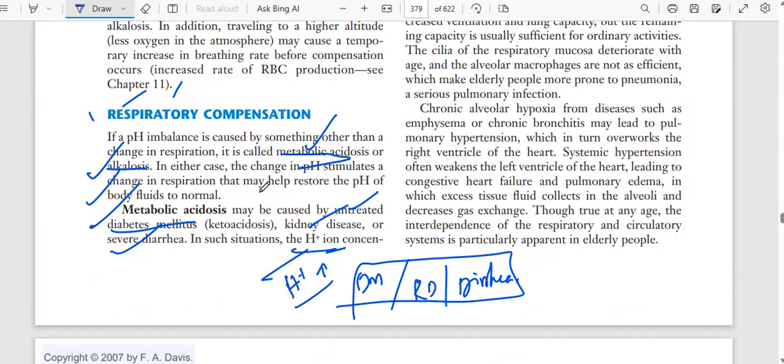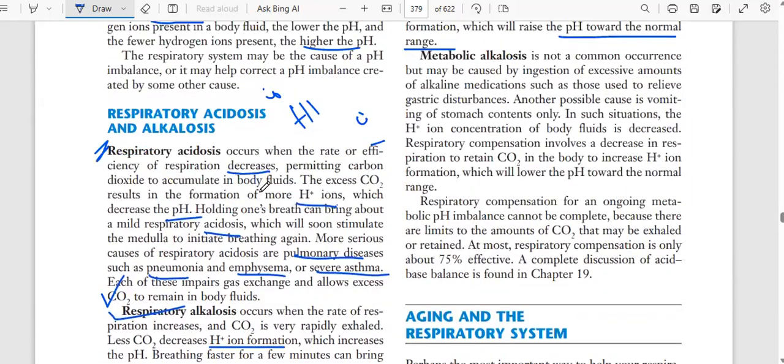Okay. Next we have metabolic alkalosis. Metabolic alkalosis is not a common occurrence, but may be caused by ingestion of excessive amounts of alkaline medication, such as those used to relieve gastric disturbance. Another possible cause is vomiting of stomach contents only. In such a situation, the H plus ion concentration of body fluids decreases. Respiratory compensation involves a decrease in respiration to retain CO2 in the blood to increase H plus ion formation, which will lower the pH towards the normal range.